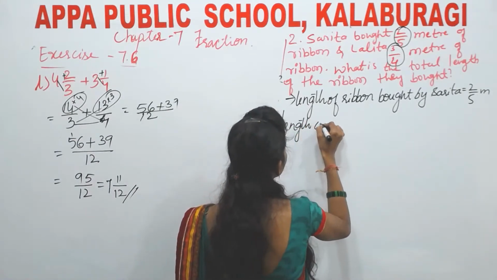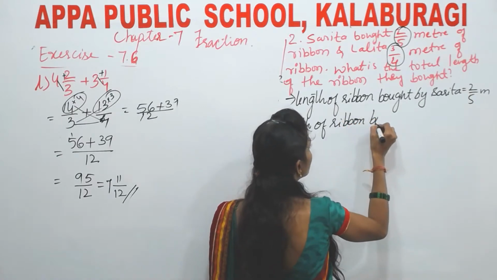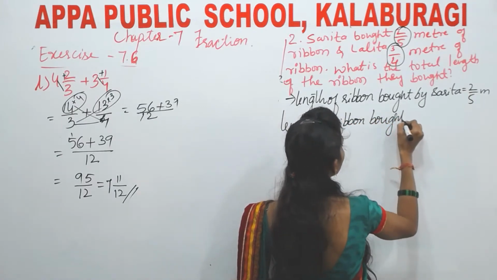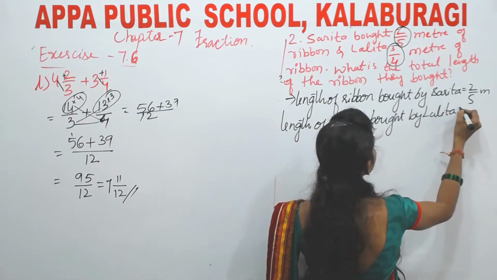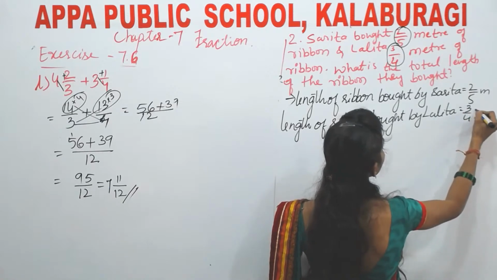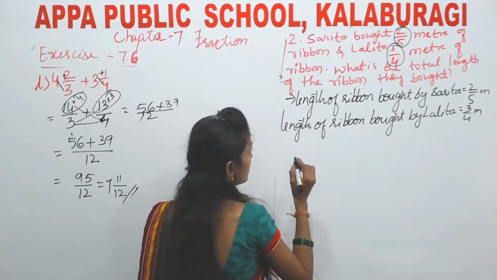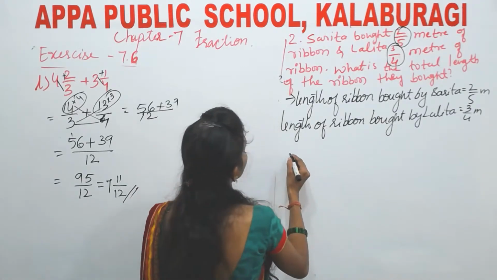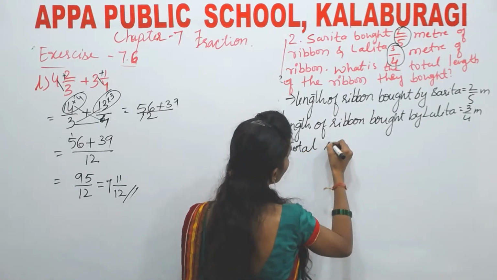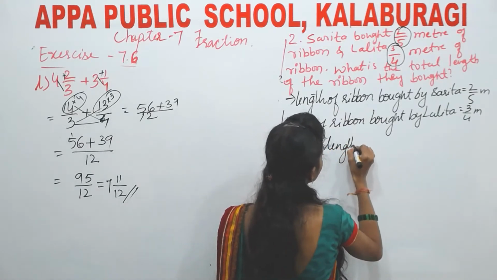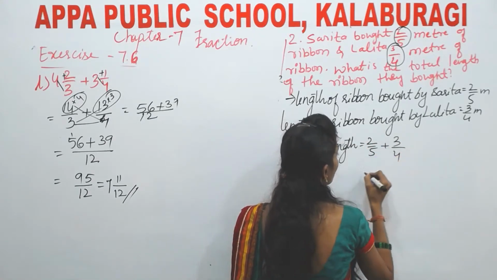Length of ribbon bought by Lalita. That is 3 by 4 meter. Okay. Now, add up. Total length 2 by 5 plus 3 by 4.